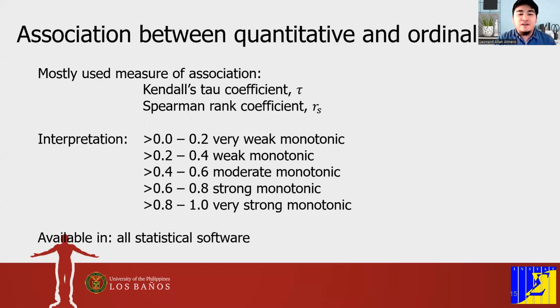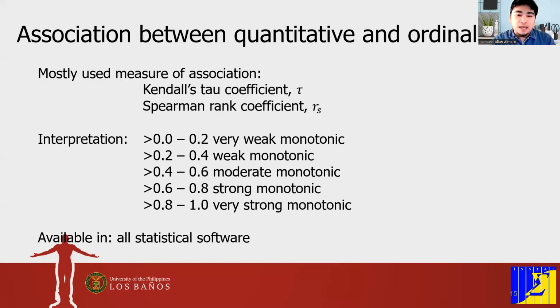There are very advanced measures of association. Okay? Pero ito po yung commonly used. Itong Kendall-Tau and Spearman-Rank. Si Kendall's Tau coefficient po ay denoted by tau. And then Spearman-Rank coefficient is denoted by small r na may subscript na s. Because yung r natin ay reserved kanina para kay Pearson correlation coefficient.